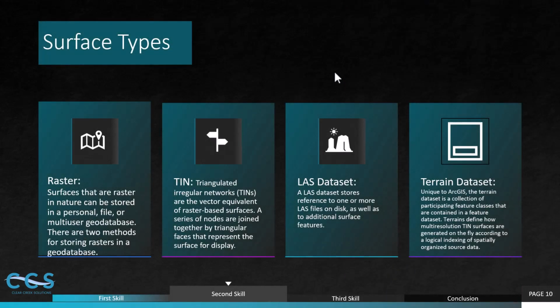So what are the different surface types in ArcGIS? Well, we have rasters. Surfaces that are rasters in nature can be stored in a personal file or multi-user geodatabase. And there are 2 methods for storing those rasters in the geodatabase.